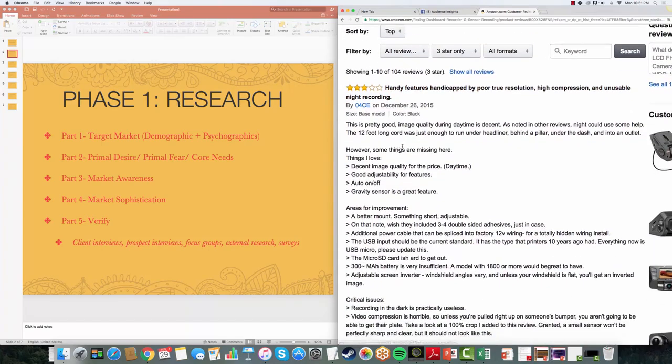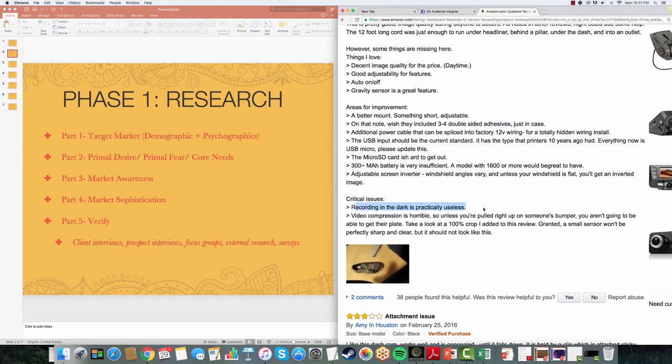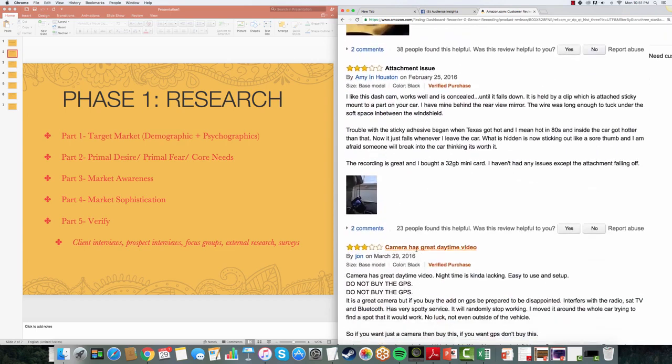And if they are a verified purchaser, why would they give this thing 3 stars? Why would they, okay, this one doesn't say verified purchase, but it has a huge review. What are some of the issues? What do they think is really important? They've included pictures here.